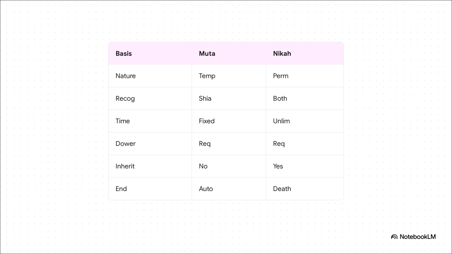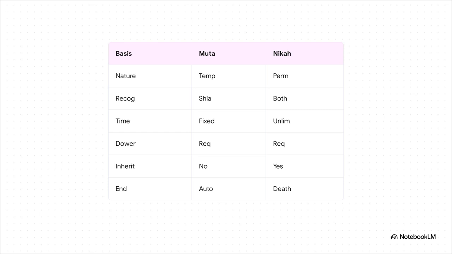First basis, nature. Muta is temporary, nikah is permanent. Second, recognition. Muta is recognized only in Shia law, nikah is recognized in both Sunni and Shia law. Third, duration. Muta is fixed, nikah is unlimited. Fourth, dower. In Muta, specification of dower is absolutely essential at the time of contract. In nikah, it is essential but not always required immediately to validate the marriage itself.